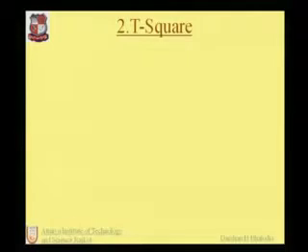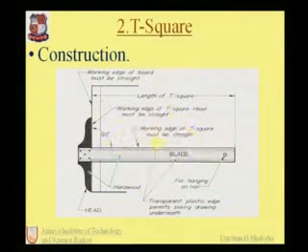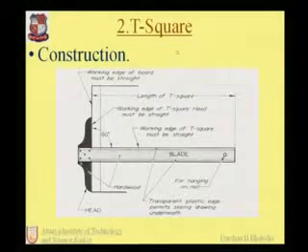Now the next one is the T-square. We will see the construction of the T-square. The T-square consists of, the first one is the head of the T-square, and the second one is the blade. The blade of the T-square is of a suitable length, the length of the drawing board, and the head is attached with fixed nails, by which the attachment of the drawing board with the help of the T-square occurs.